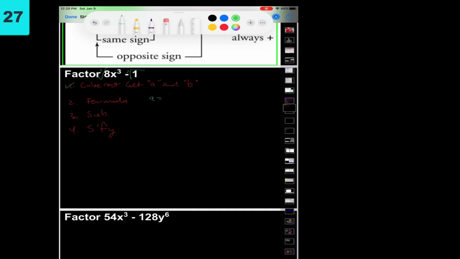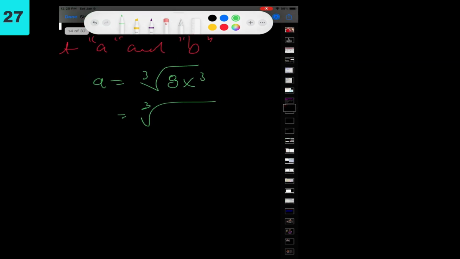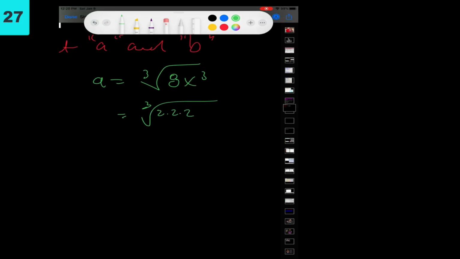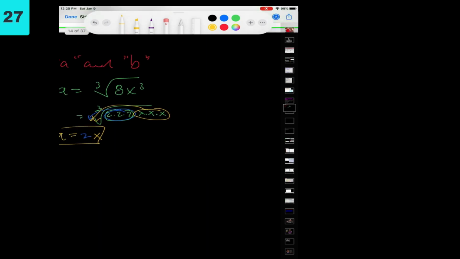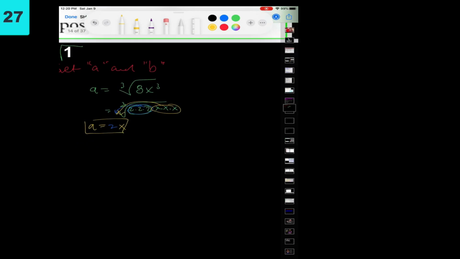A equals the cube root of 8x to the third power. So we need 3's to come outside of this scary neighborhood, so it's 2 times 2 times 2, and x times x times x. So there's, change colors today. That one can come out, right? That's a 2. And then over here, this one can come out, and so that becomes an x, okay? So a equals 2x.